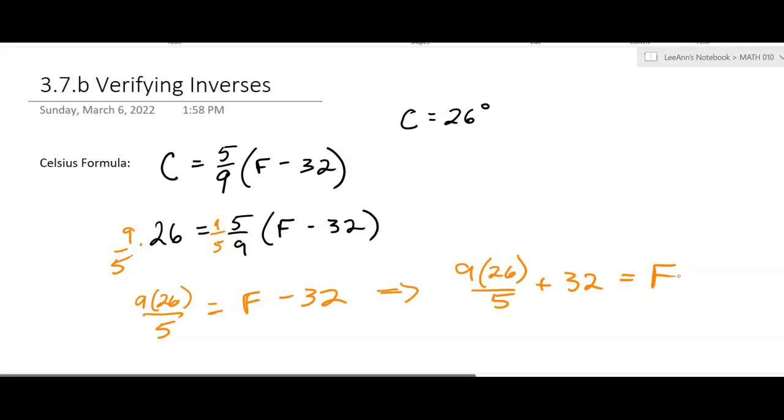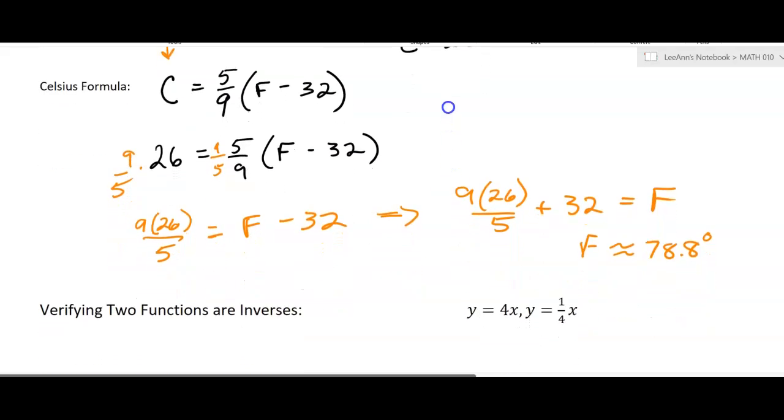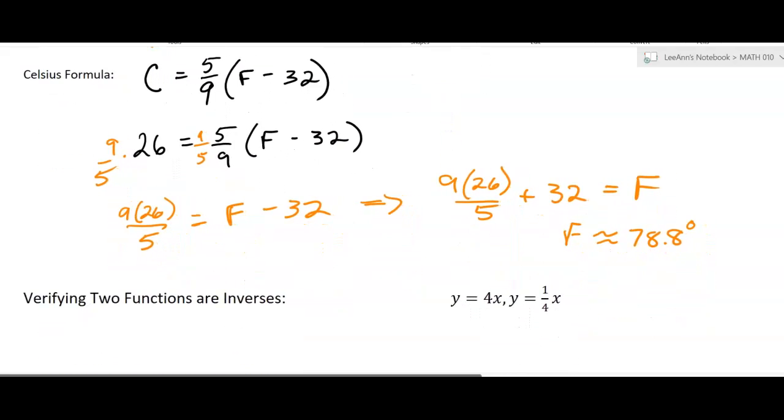Now if I do that on the calculator real quick, what do I get? 9 times 26 divided by 5 plus 32. It's about 79 degrees. Fahrenheit is going to be about, it's 78.8 degrees. Okay, so I just wanted to show you that process. If you're given the Celsius, you can in fact find the Fahrenheit. You have to solve the equation. Well, now with inverses, we are able to get an equation, so we don't have to do that every time we want to change from Celsius to Fahrenheit.